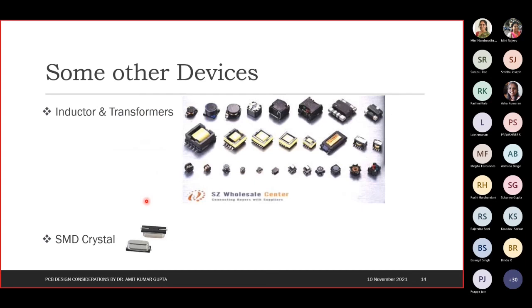Some other devices like inductors and transformers, you can see a very small inductor is also available, and some transformers are available. Mostly all of them are SMD, so there is not much difference in that. If these leads are longer, they will go inside the PCB and be soldered on the other side. If they are just flat, they can be soldered on one surface like this. Then crystals are also available in SMD packages.